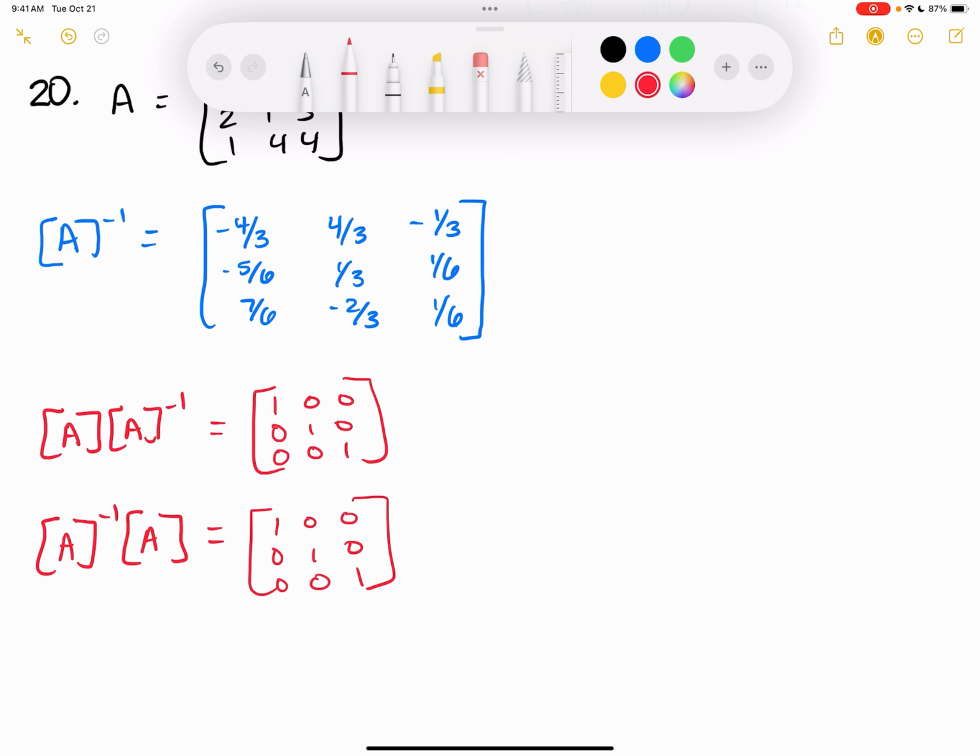All right. Last thing in this section, the moment you've all been waiting for: solving a system of equations using a matrix.